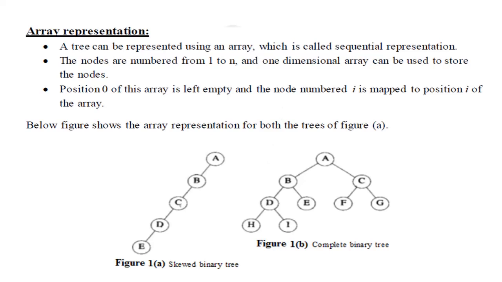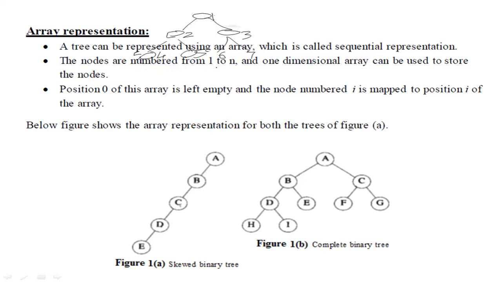A tree can be represented using an array, which is called a sequential representation. The nodes are numbered from 1 to n, meaning I'm going to number the nodes. If this is my tree, I will number this as 1, this as 2, this as 3. If there are a few more nodes here, I will number them 4, 5. If there are further nodes, I will number them 6, 7 and so on.